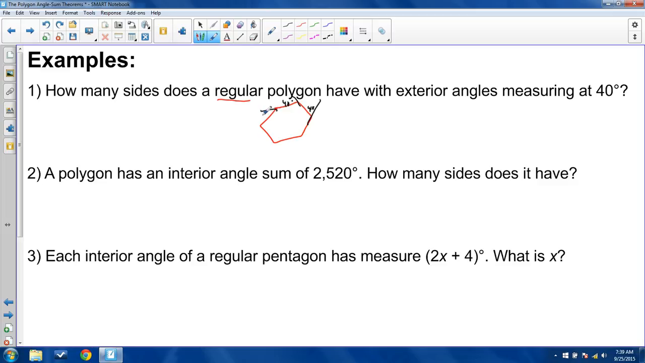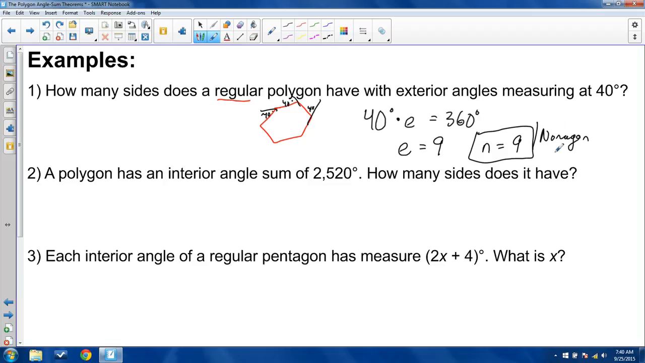But an easier way here is there are a certain number of them that are 40 degrees. And remember, 40 times the number of exterior angles is 360 degrees, because when you add 40 a bunch of times, you're getting 360. So divide by 40, the number of exterior angles is 9, which also means the number of sides, n, is 9. So this is a 9-sided shape. If you need to know the name of that, it's a nonagon. So a lot of backwards thinking in these.